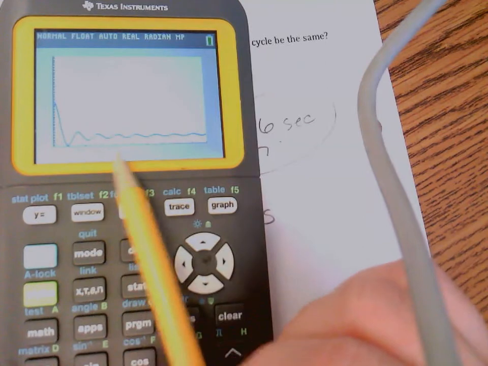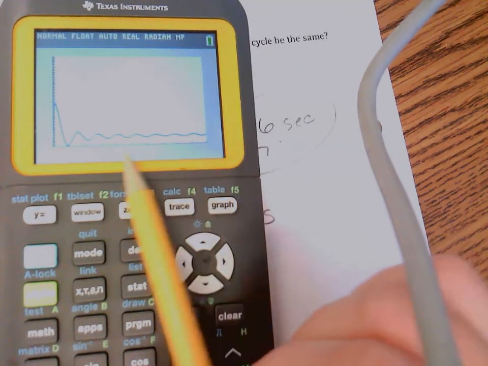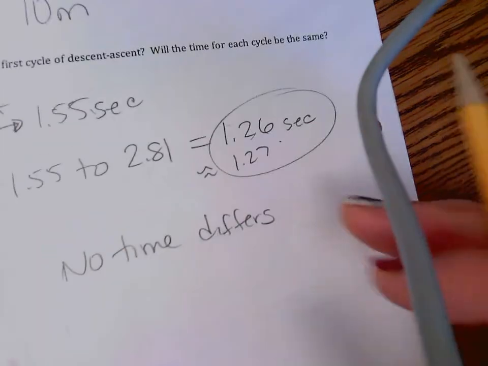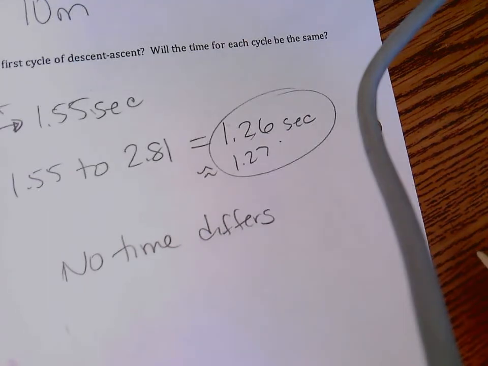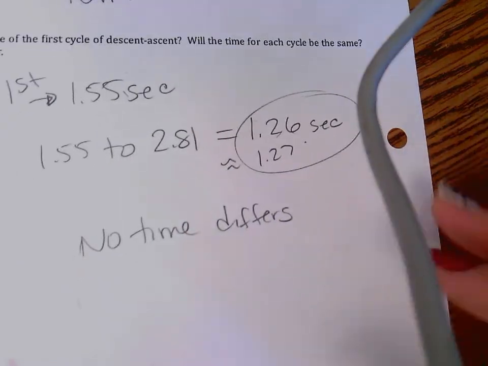So as they start to get oscillating, the descent and ascent time is actually pretty consistent because it's like the period of a sine function. So it would be the period of this function. So I'm done with that problem.